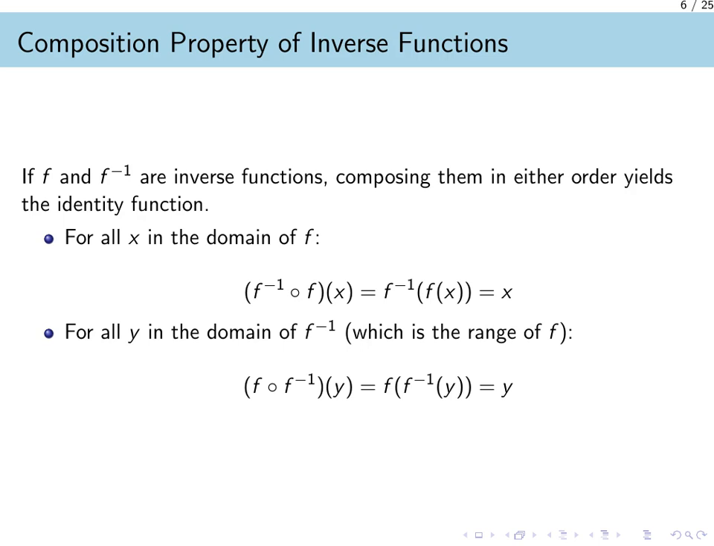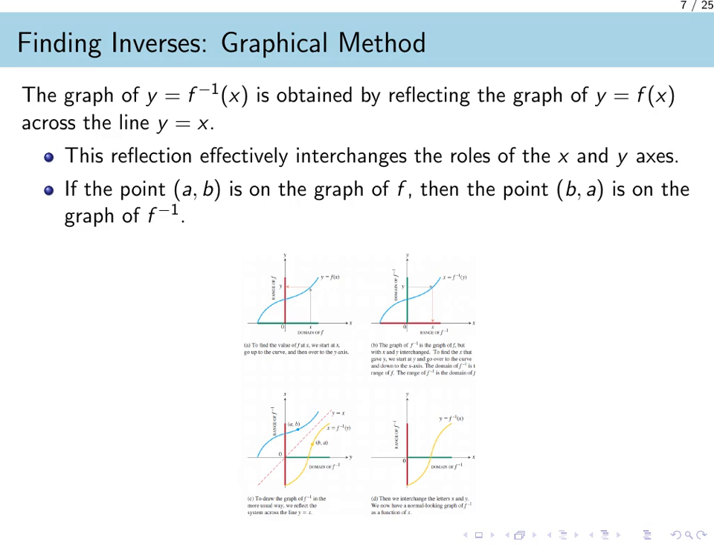The essential takeaway is that a function and its inverse undo each other when composed. We can find the graph of an inverse function using a simple and elegant geometric method, which is based on the idea of swapping the roles of input and output. Because an inverse function interchanges the x and y values of the original function, every point with coordinates (a, b) on the original graph corresponds to a point (b, a) on the inverse graph.